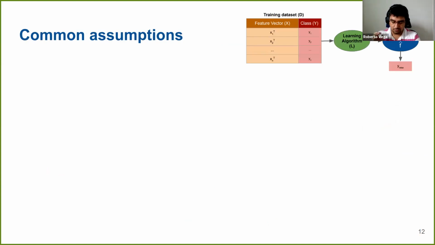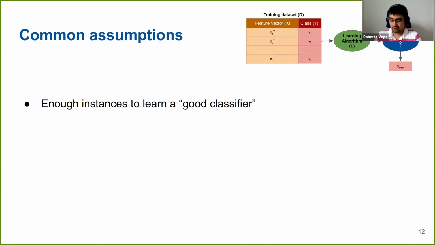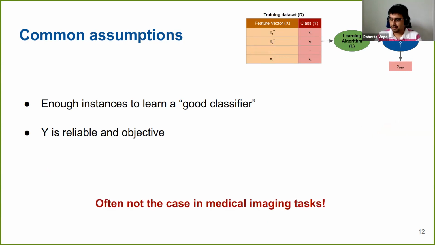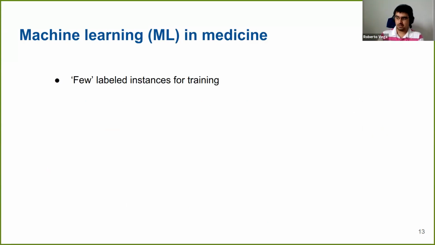Now, there are some common assumptions for this paradigm to work. The first one is that we have enough instances in the training set to learn a good classifier. The second one is that the labels that we get are reliable and objective. And this is usually not the case in medical imaging tasks. When we want to apply machine learning in medicine, we usually have very few labeled instances for training compared with other image classification tasks where we can have millions of images. For example, if you want to classify a dog versus a cat, you can just go to Google Images and type cat, and you immediately will get a ton of examples. That is not the case in hip dysplasia or in any medical condition. Usually the number of images that we have available is in the range of a few hundreds at best. And these images, of course, are high dimensional.